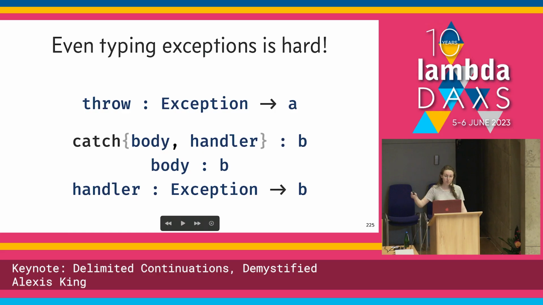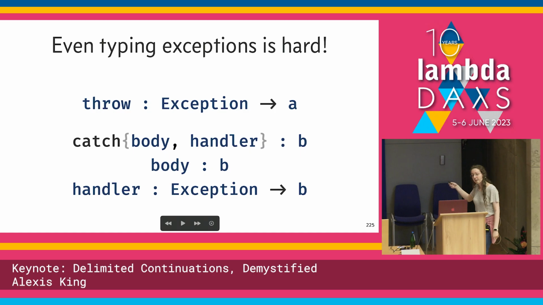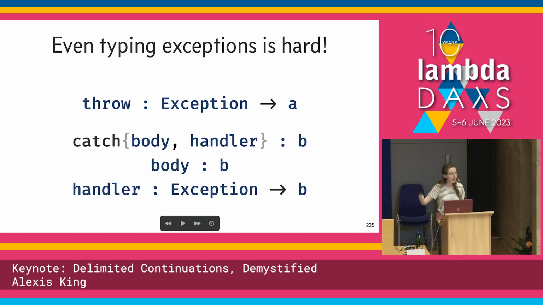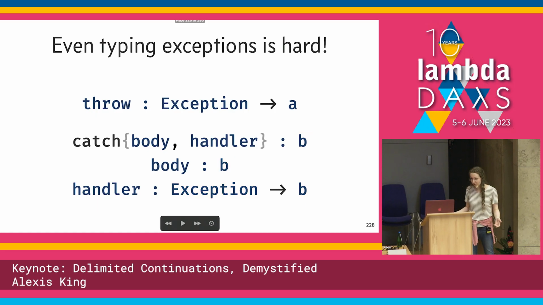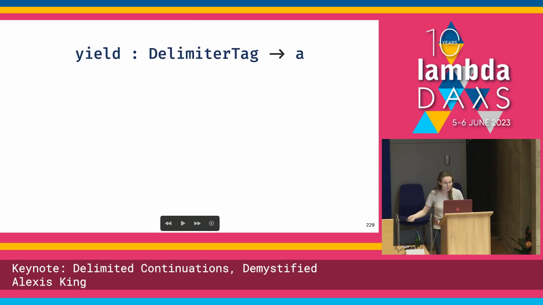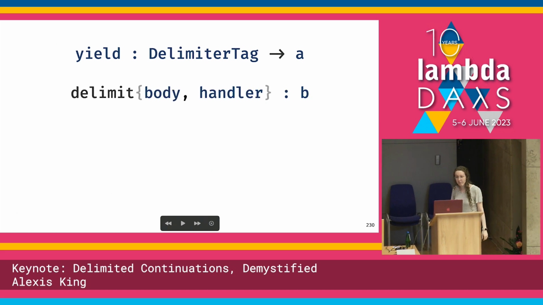And then you could restrict the type of exceptions to some concrete type. But it's certainly not trivial to do this, and it complicates things a little bit. But this is even more true once we start looking at things like yield and delimit.